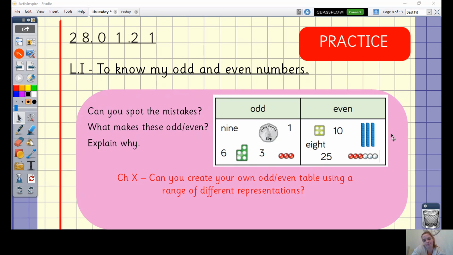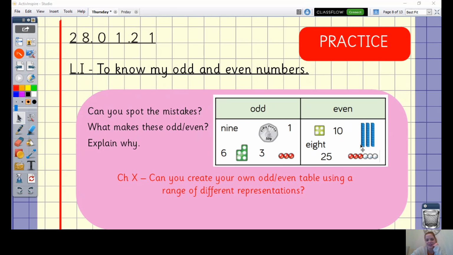What makes them even? Okay, and once you've spotted the mistakes you can see there, I'd like you to create your own odd and even table using some different representations, just like this one. So you may want to draw a 10 frame to show an odd number. You may want to draw, like we've done here, some base 10. Or you may want to draw a bead string. Okay, whatever you'd like to represent those numbers, but have a go drawing your own table with 3 representations for odd and 3 representations for even. I'd really love to see those. So if you draw that out on the paper, it'd be really great if you could send us in a photograph of those.